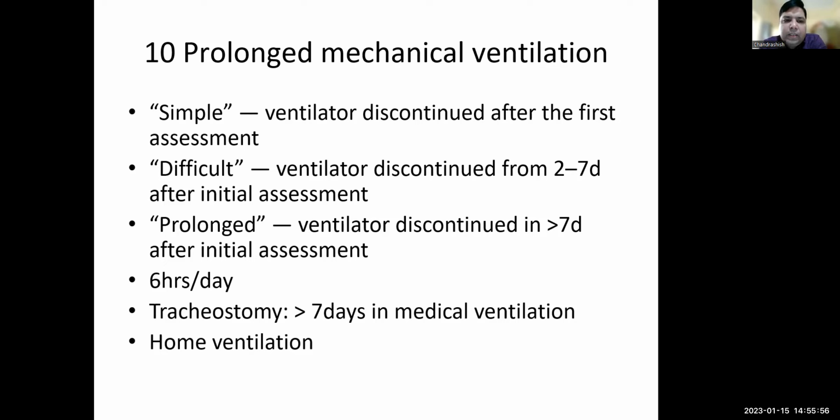Previously, it was said beyond 3 weeks, 21 days. But now I think the definition has changed to more than 7 days, or those requiring it for more than 6 hours per day, every day. So these are prolonged weaning. And the most common causes are neuromuscular weakness, neurological patients, and those who are significant lung cripples.